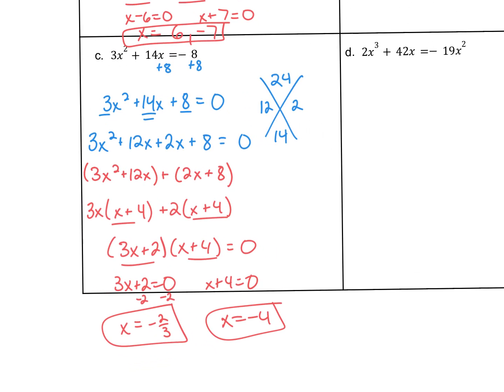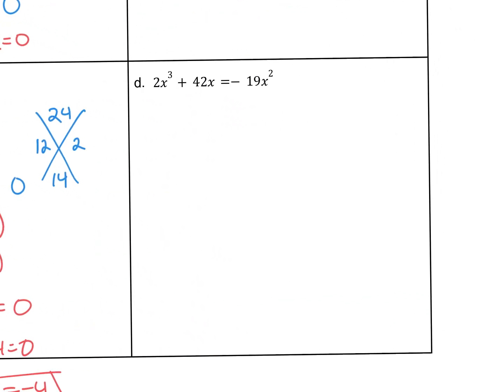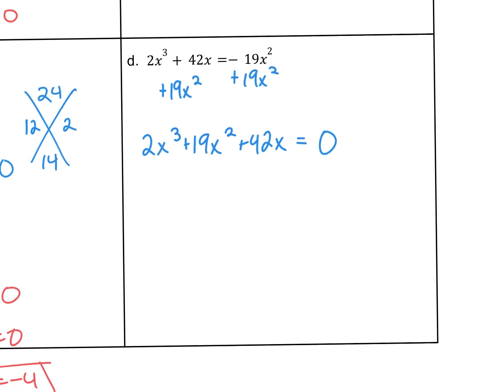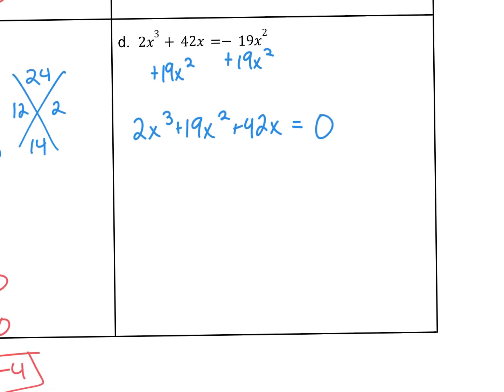Okay. Perfect. Go ahead and pause the video. Try this last one. Okay. Need to add this 19x squared over. Again, put our exponents in descending order. Breathe in, check for a GCF. On this one, these do have a GCF. It is just x. So I take that out. Go ahead and drop it to the end because that's one of our final factors, okay?